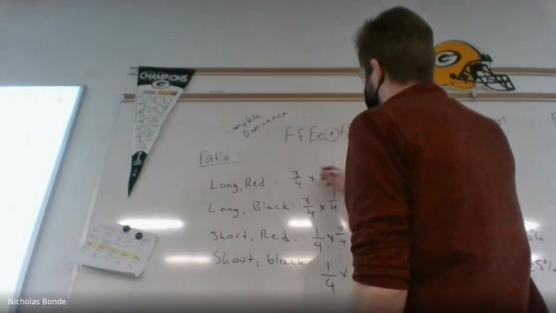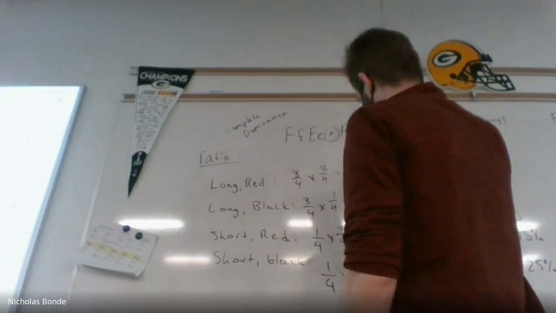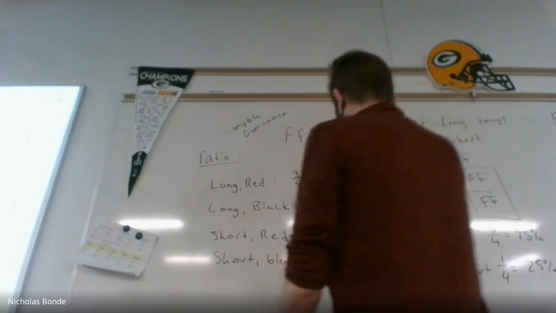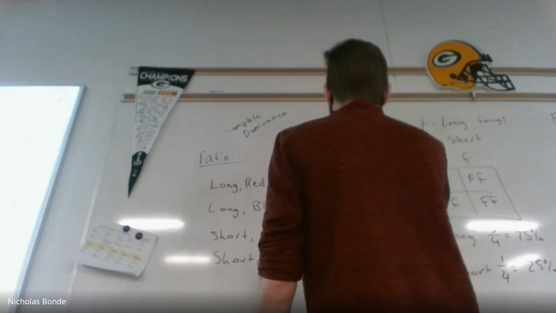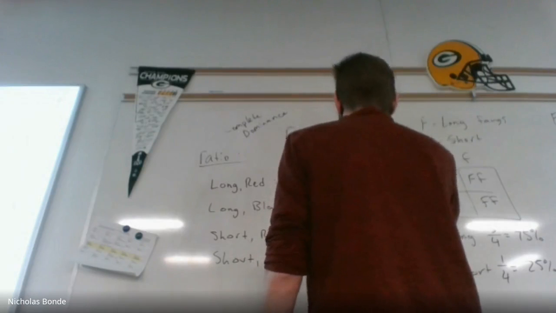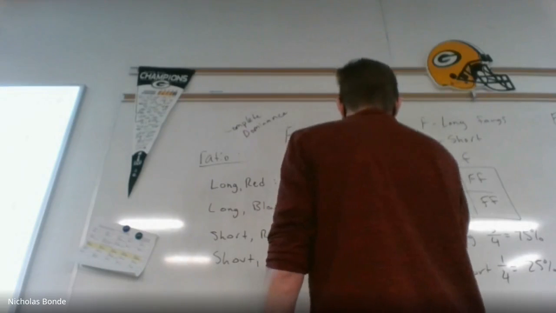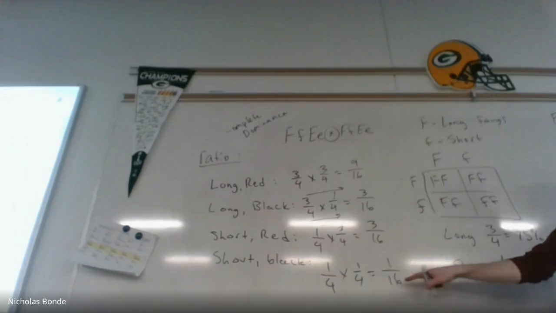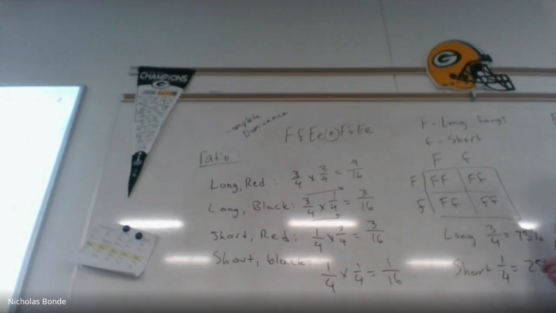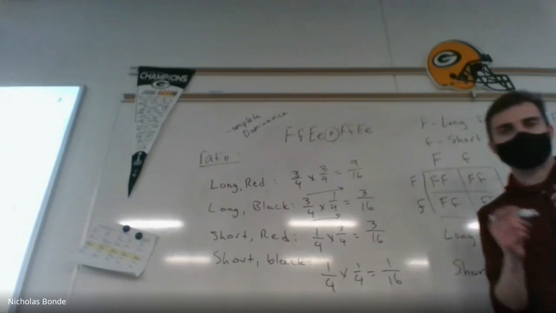Black eyes. Okay, so now we multiply them. That's 9/16. 3 times 1 is 3. 4 times 4 is 16. They're always going to be 16. 3 times 1 is 3, 16. And then 1 times 1, 1, 16. I'll leave that up there for a while now because I know I wrote it up there kind of quickly. Okay.